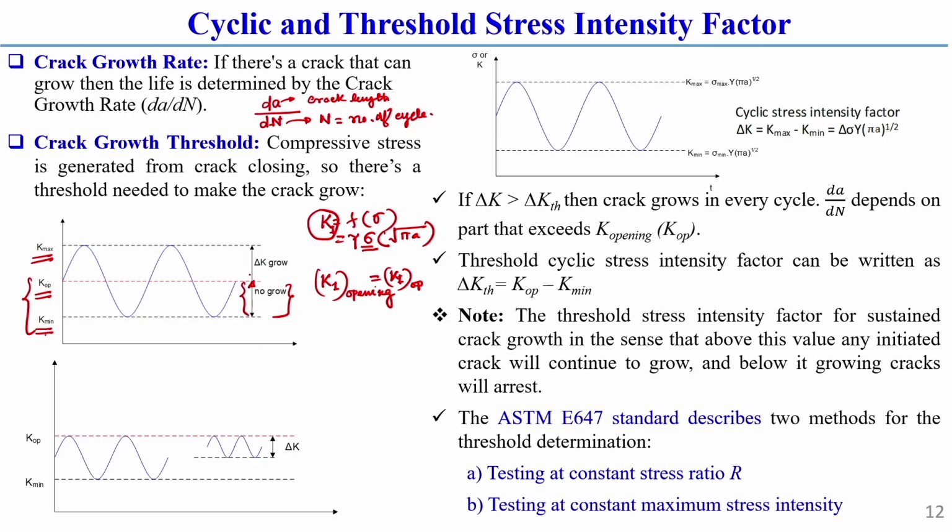After that, once this crack opening stress intensity factor is crossed, then what happens? With further increase of stress intensity factor or stress value, the crack starts to grow, that I am showing, that is generally called delta K grow. In this range, the crack will grow or the crack will propagate.